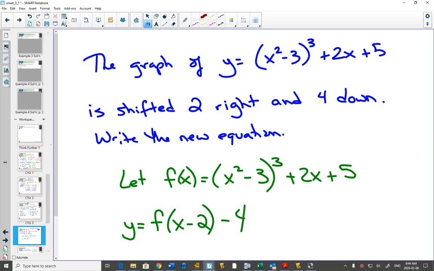Okay? You got it? Yeah, so the minus 2, because it's opposite, that's going to cause you problems, trust me. And then the minus 4, because it's exactly the same for outside of the function.